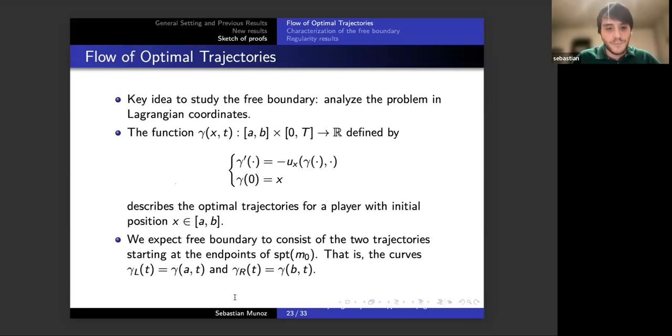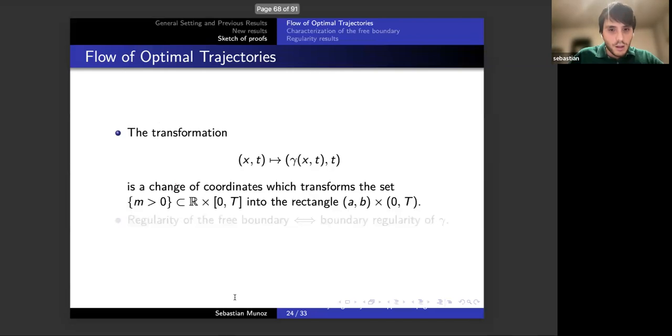Okay, we expect that to be the free boundary. In fact, that turns out to be the free boundary. But then, if we have these optimal trajectories, if we look at this transformation that sends (x,t) to (gamma of x,t, t), this change of coordinates transforms the support of M into a rectangle, or rather the inverse of this mapping transforms the support into a rectangle, because this interval AB is going to be the endpoints of the support of M0. And if we map it through the optimal trajectories, we get exactly the support.